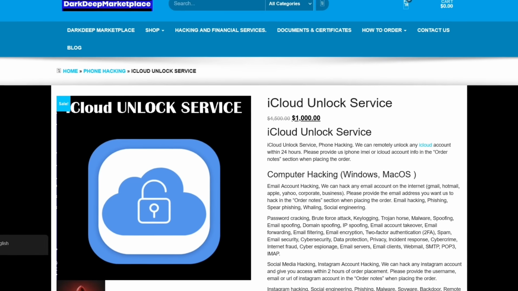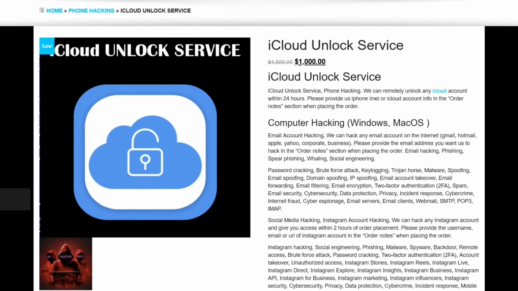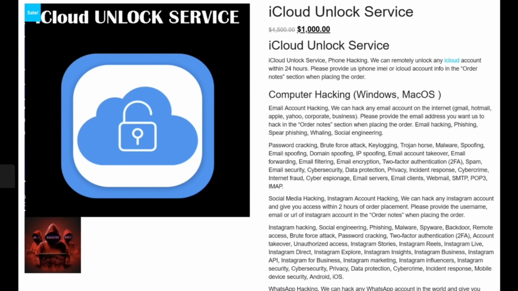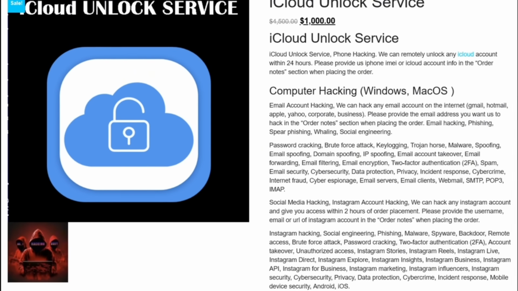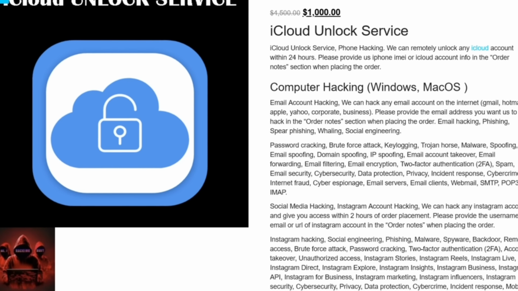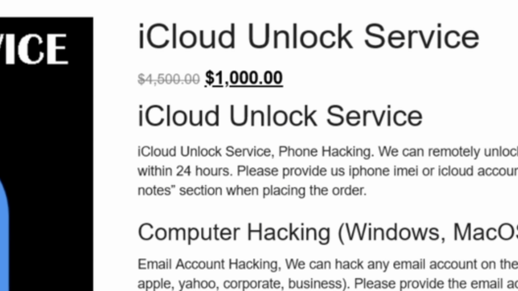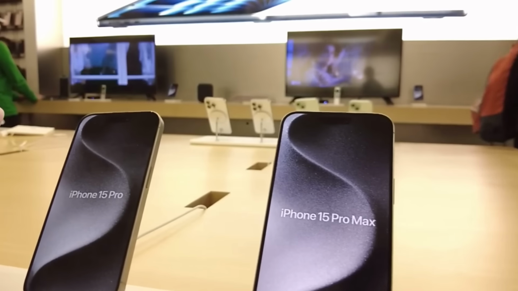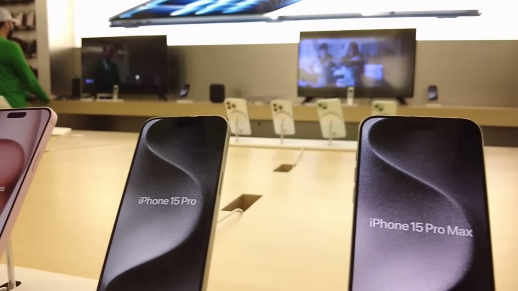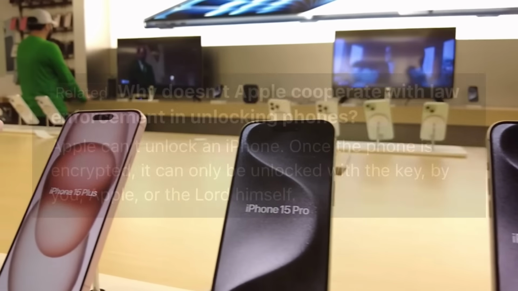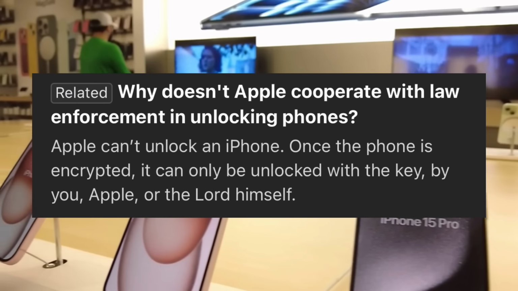Some services claim that they can even unlock iCloud accounts so that you can unlock iPhones that you don't have access to. The services I've seen for iCloud hacking in specific was around $1,000, which seems like a lot of money, but it is a pretty big deal if it's real, because Apple doesn't even unlock devices for any reason. They don't even unlock phones for law enforcement.